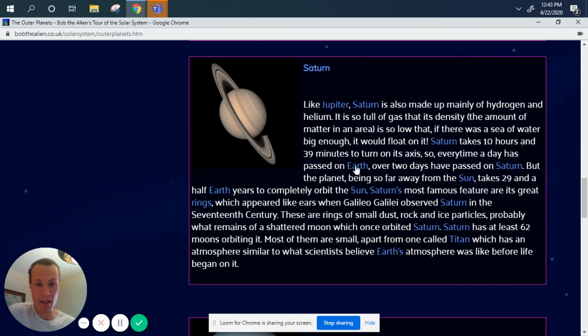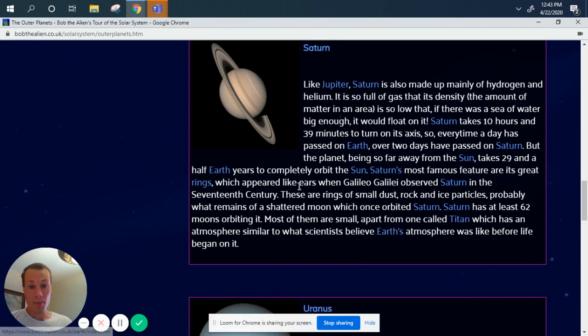Saturn takes 10 hours and 39 minutes for a day. So again, it's less than half as long as Earth's day, so it's spinning very quickly. And it takes 29 Earth years to go around the sun. Saturn has lots of satellites, like dust and rocks, that are orbiting around it. That's why we say it's got these beautiful rings.